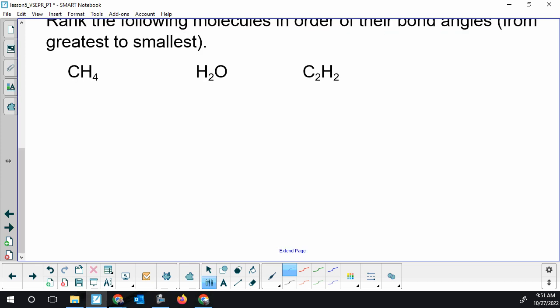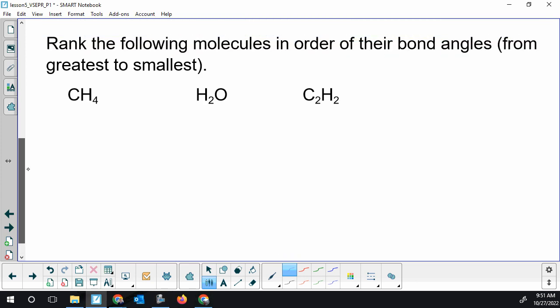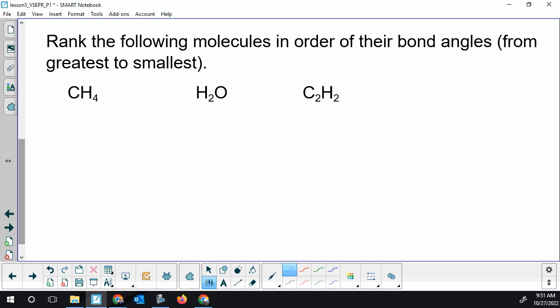So we've got 3 molecules to rank. I'm going to draw them first, and then we'll figure out the angles we have in each. So methane, that's tetrahedral, 4 bonds, no lone pairs. We've got water. As soon as I see sulfur or oxygen, I'm thinking bent or angular or V-shaped, because that's what group 6 tends to do.